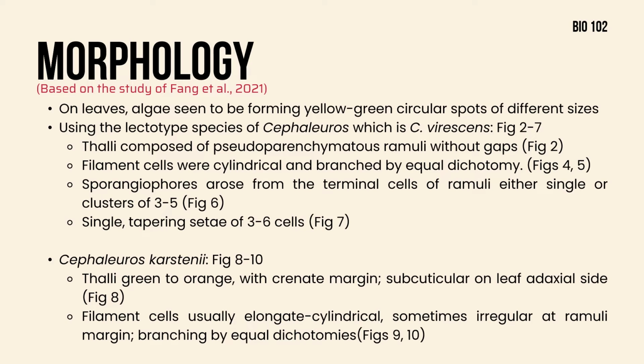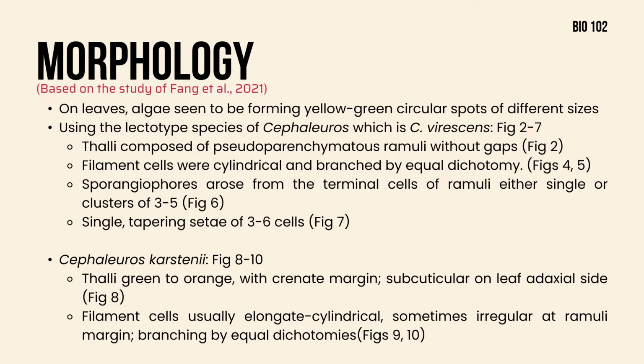On the leaves, algae is seen forming yellow-green circular spots of different sizes. Using the lectotype species of Cephaleuros, which is C. virescens, in figures 2 to 7, the thalli is composed of pseudoparenchymatous ramuli without gaps, shown in figure 2. The filament cells were cylindrical and branched by equal dichotomy as shown in figures 4 and 5. The sporangiophores arose from the terminal cells of ramuli either single or in clusters of 3 to 5 as shown in figure 6. And then there is a single tapering setae of 3 to 6 cells as shown in figure 7.